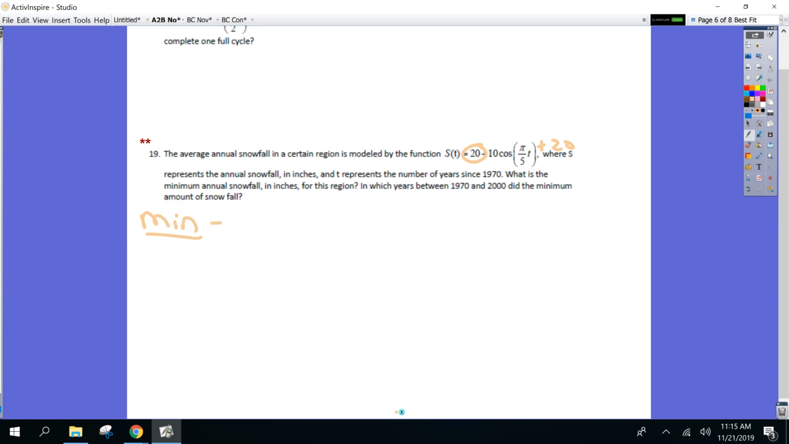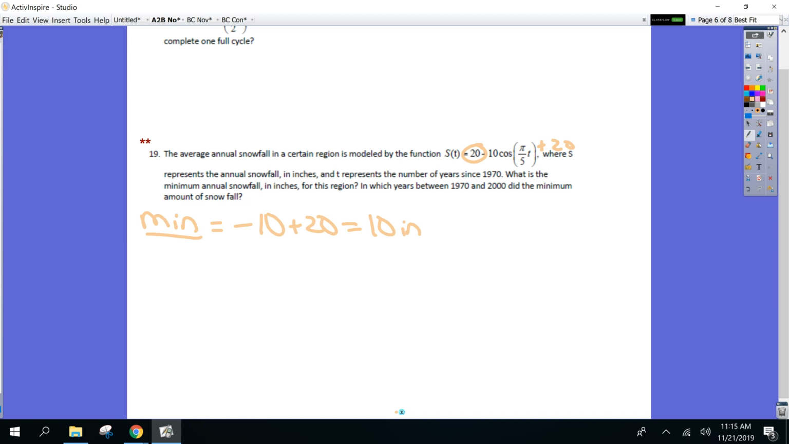Minimum, here we go. What was the old minimum? Negative 10. And then what was the shift? Plus 20, right? So my minimum is 10. What are we in, inches here? 10 inches, yep. So we good on that part. Ben, no big deal. Find the minimum. Hopefully everyone else is comfortable with that.